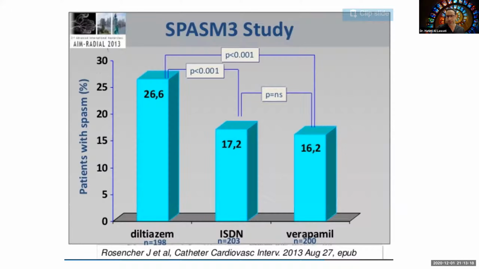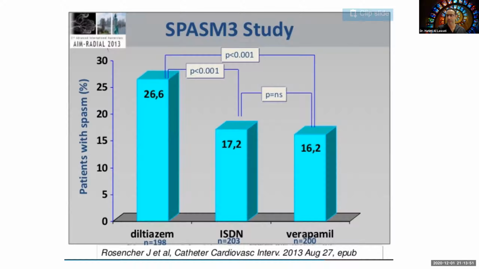The most recent in the series of SPASM studies compared diltiazem to isosorbide dinitrate intra-arterial to verapamil. And the results are shown in the table in front of you. There was a significant reduction in the risk of radial artery spasm with isosorbide dinitrate and with verapamil. And interestingly enough, the incidence of radial artery spasm was quite high in those who were treated with diltiazem at 26.6%.